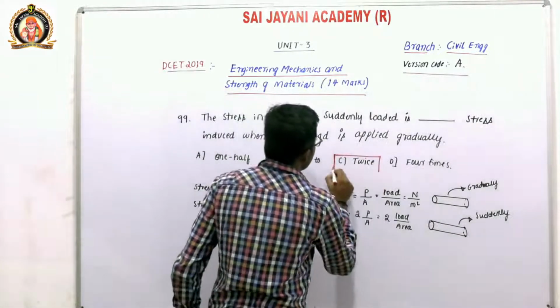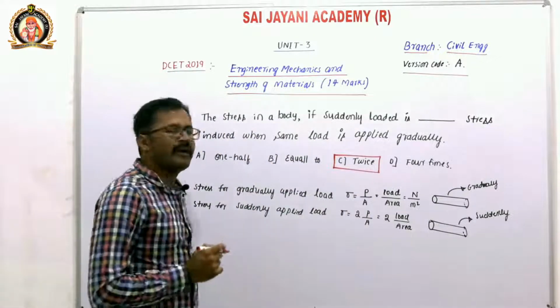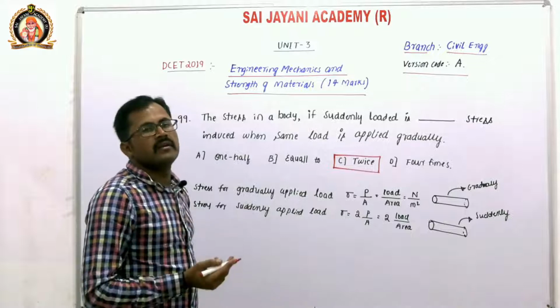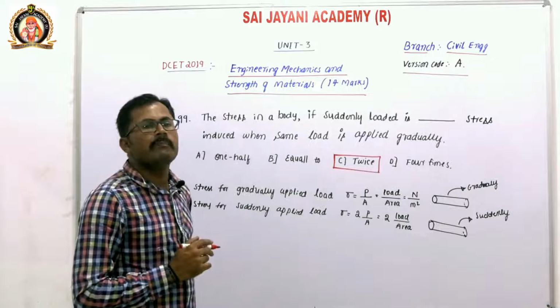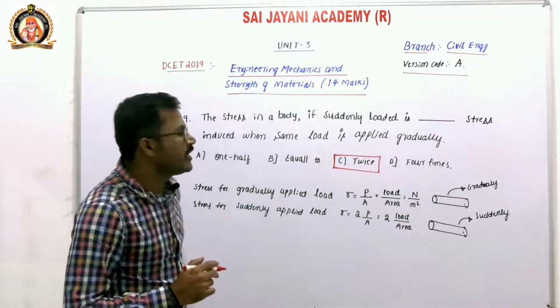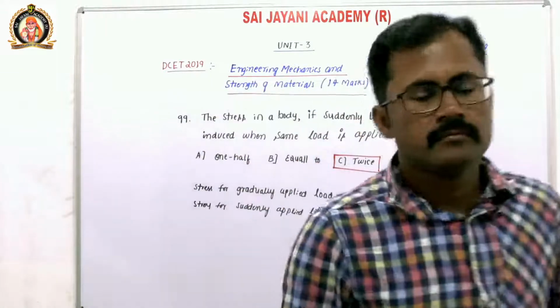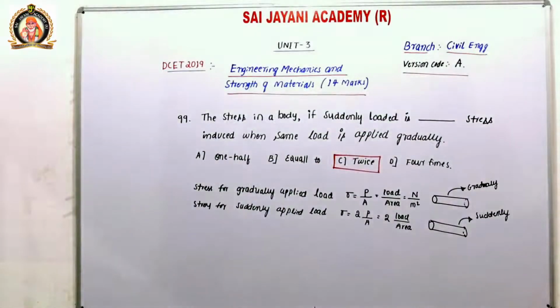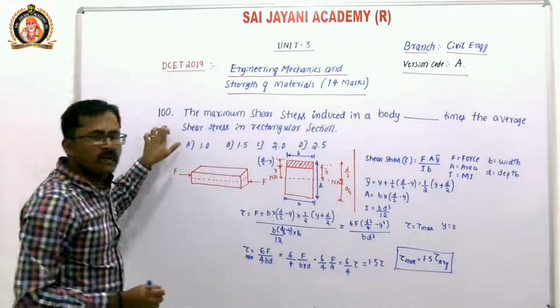So the stress produced in a body subjected to a suddenly applied load is twice that of the same body when applied with a gradually applied load. So option C, twice, is the right answer. So next, question number 100.